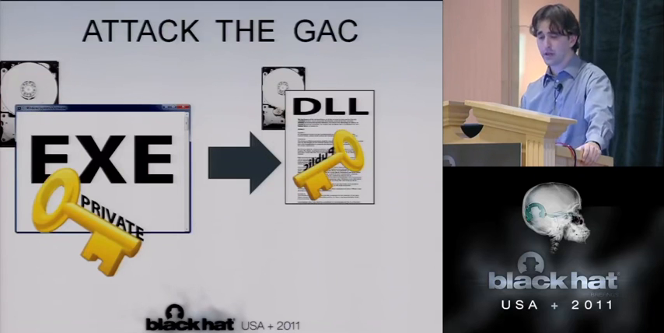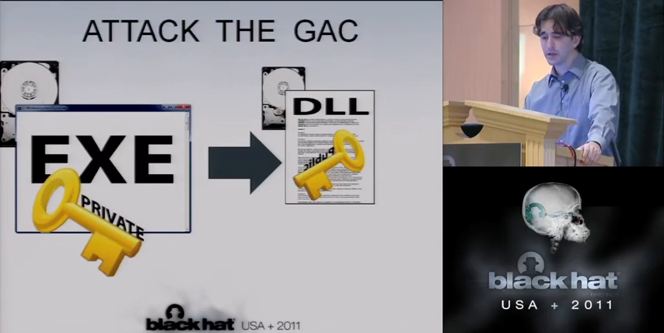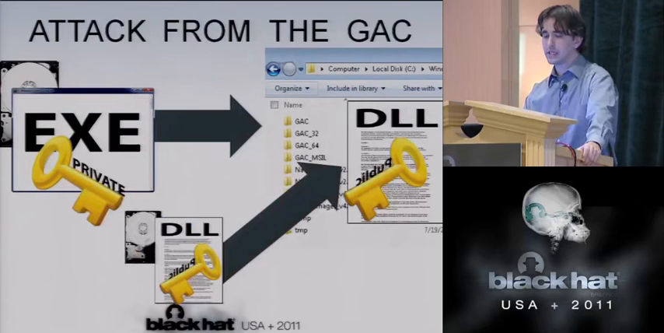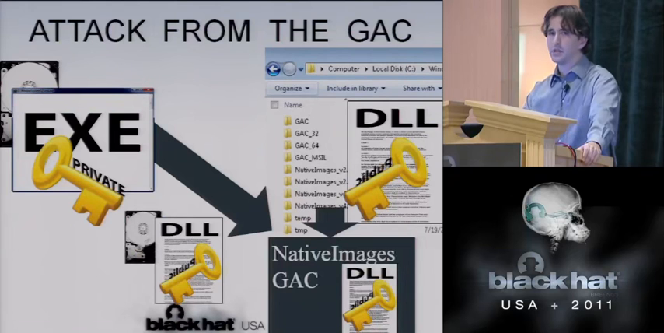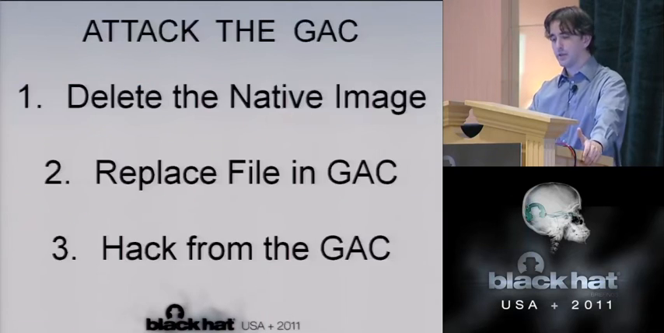Even if you don't want to call the GAC, you usually end up calling the GAC anyways. Because when an exe calls a DLL, it really puts that DLL inside of the GAC, in which case it really compiles a native image. So when your exe runs, it's really calling that native image.